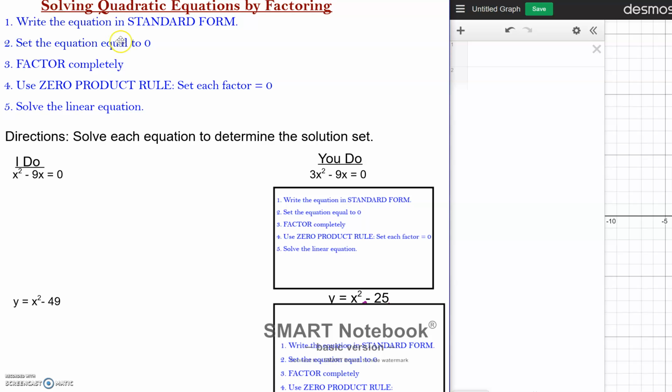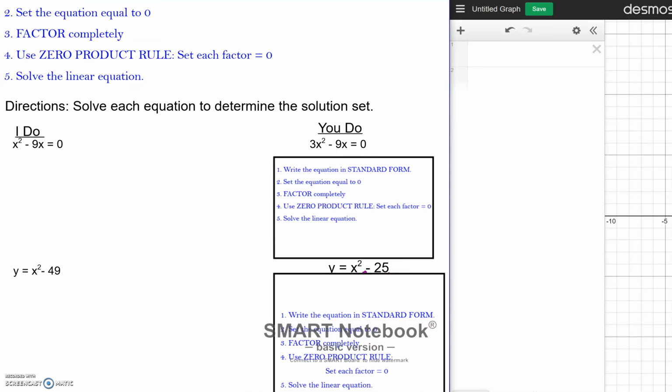So the first thing we want to do is make sure our equations are in standard form. We're going to set them equal to 0. We're going to factor them completely. We're going to use the zero product rule, which is basically saying set each factor equal to 0, and then we're going to solve the equations. We always want to check our equations to make sure they're in standard form. It is. They already set it equal to 0, so we're just going to start factoring.